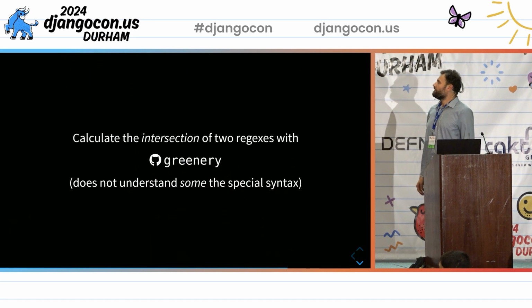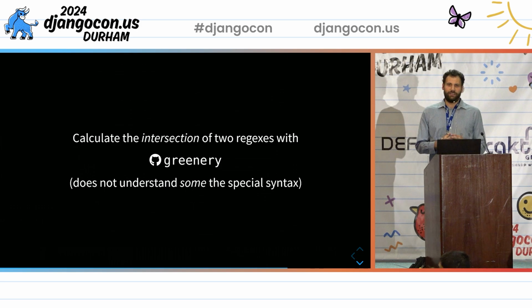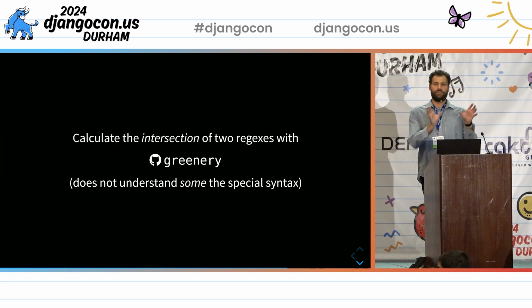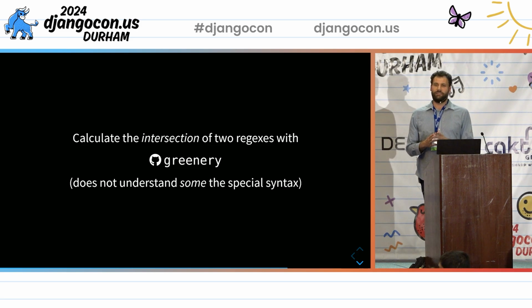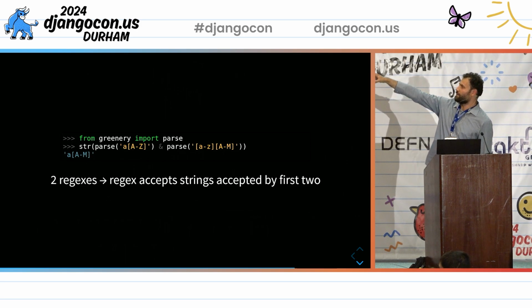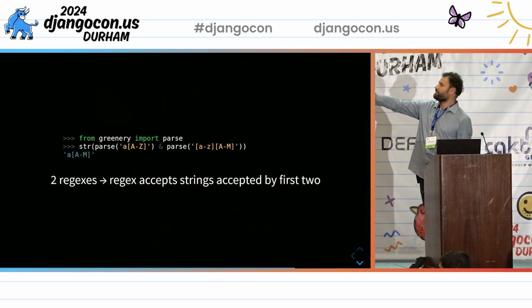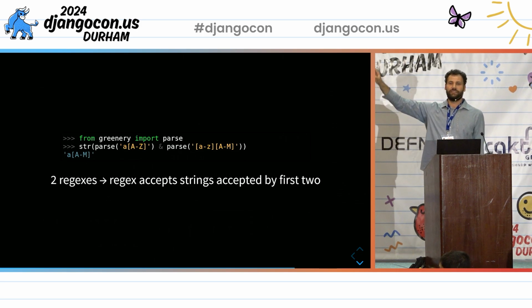Now, regexes were introduced by Stephen Kleene, and he also did a lot of research on them, and it turns out that if you have the intersection of two regexes, that's always a regex as well. And you actually can calculate the intersection of two regexes. That's not in the standard regex library of Python, but there are packages like Greenery that can do that. So you can provide two regexes, for example. The first one is a lowercase a and then any uppercase character. And the second one is any lowercase character and an uppercase character between A and M. And what it can calculate is the regex that only accepts strings accepted by both regexes.